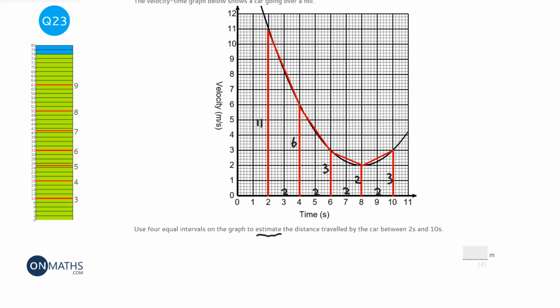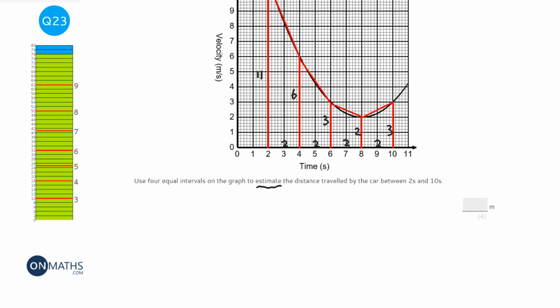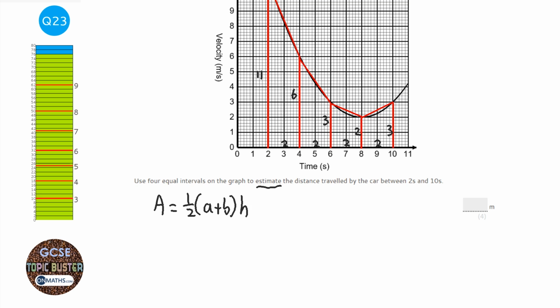Okay, so we need to remember how to work out the area of a trapezium. It's half a plus b h. Now this is quite misleading because h, actually using the trapezium rule, is the width of the trapezium. It's because the trapeziums are kind of on their side. So h is always going to be 2 for these. So what I would do is just number the trapeziums that I'm doing.